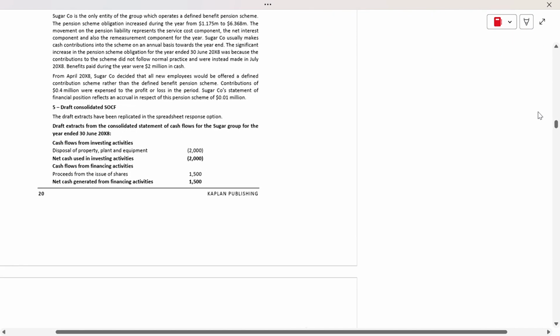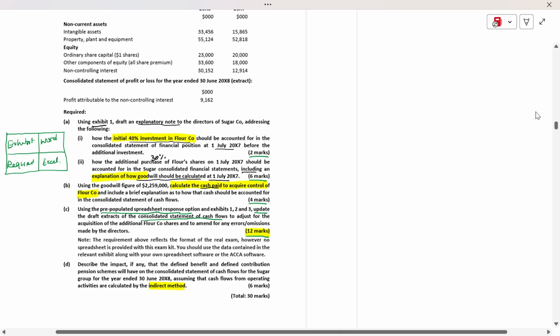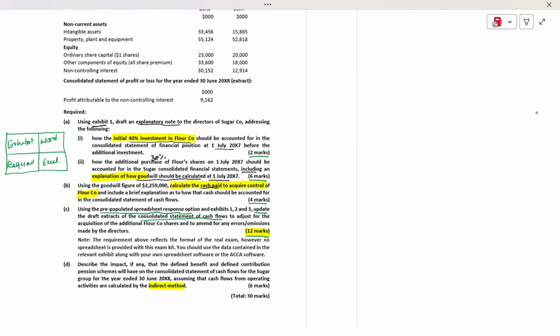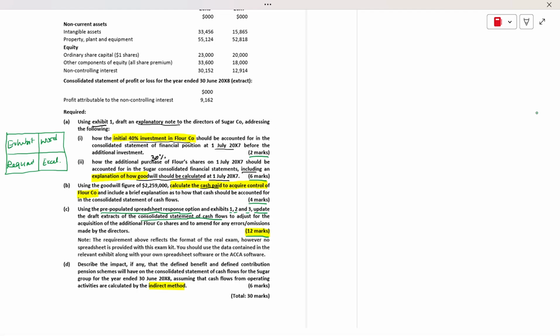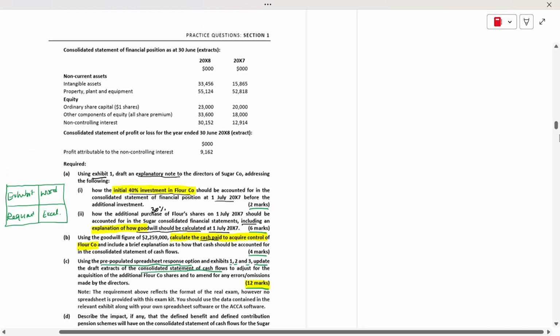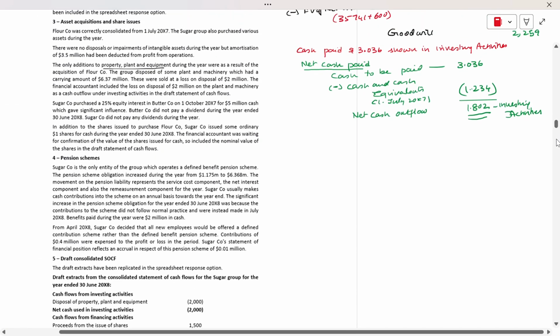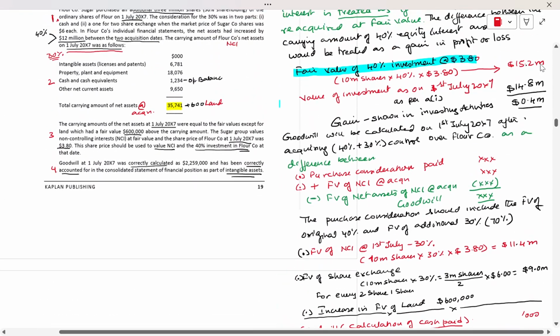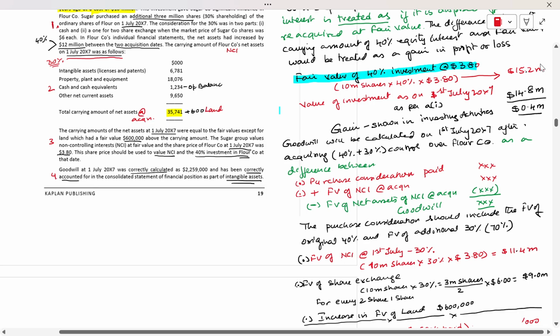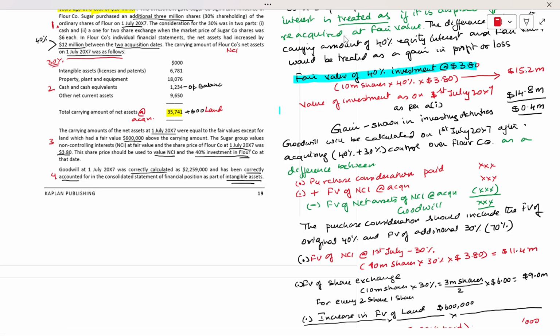Coming back to this, the third question is asking: using the pre-populated response and Exhibits 1, 2 and 3, you have to update the statement of cash flow. We have already done something in the first case, we have done so much, wherever it is possible.